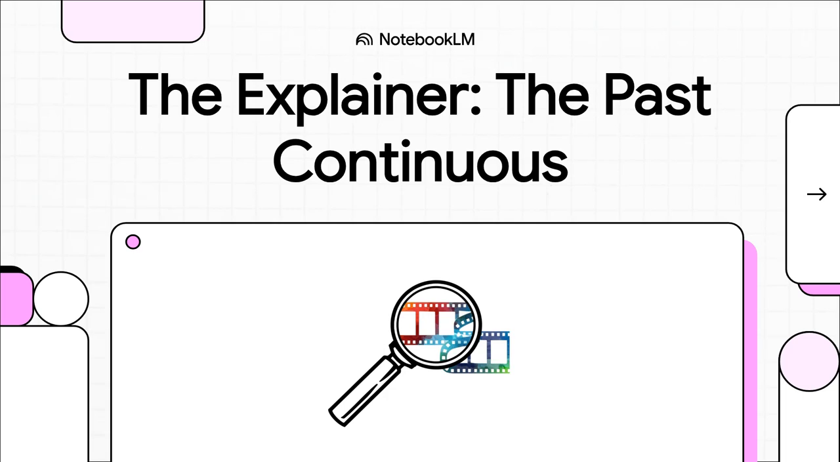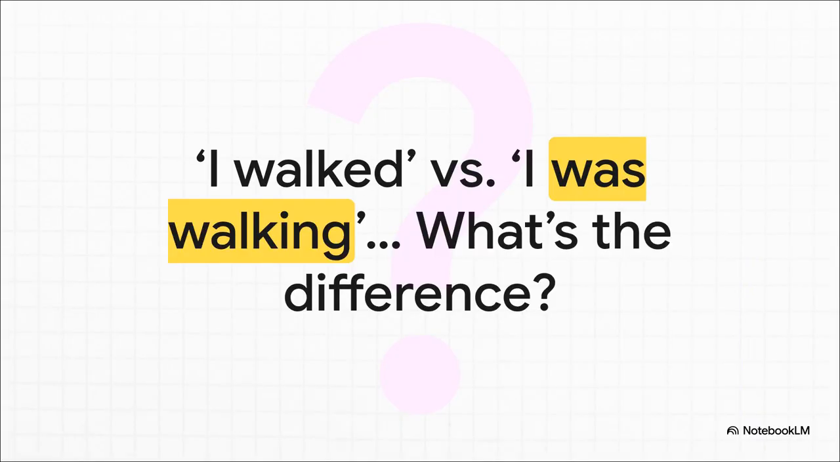Today, we are going to tackle one of those classic tricky spots in English grammar, the past continuous. We're going to finally clear up the difference between saying you did something and saying you were doing something. Okay, so let's just dive right in.